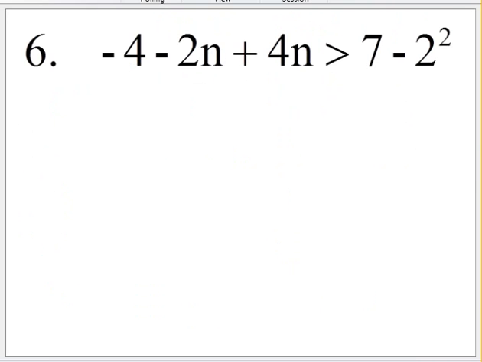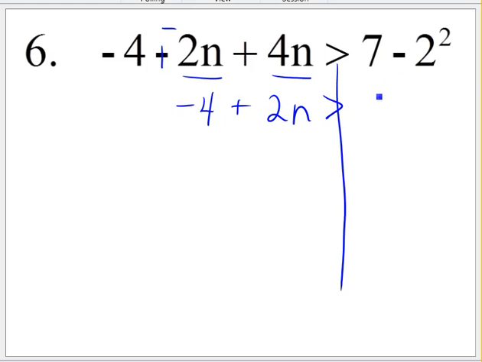Next example, I've got some simplifying to do. I have on the left-hand side -2 and a positive 4, which will create a positive 2n. On the right-hand side, I have 7 minus 2 squared. 2 squared is 4. I'm going to continue simplifying on the right-hand side. 7 minus 4 is 3.